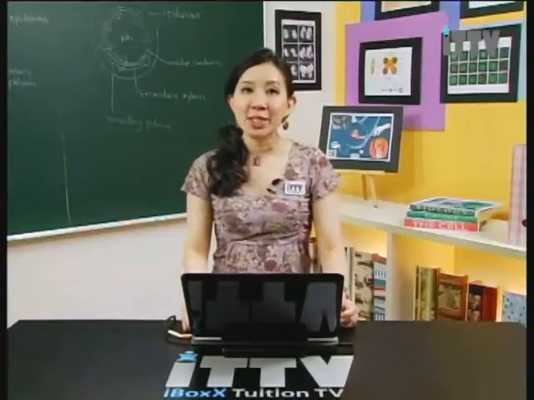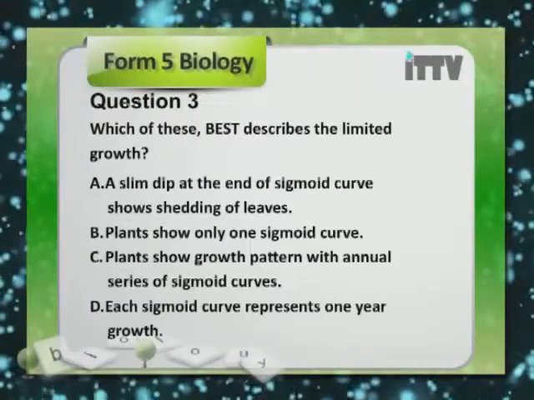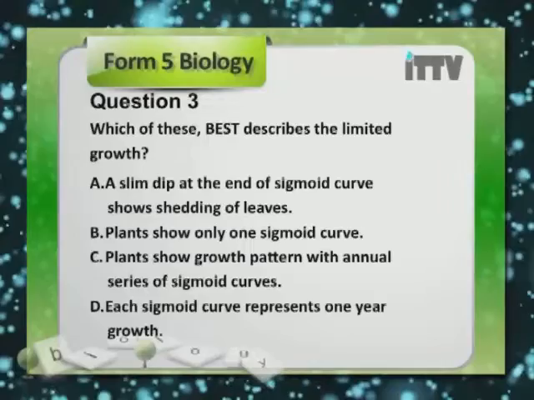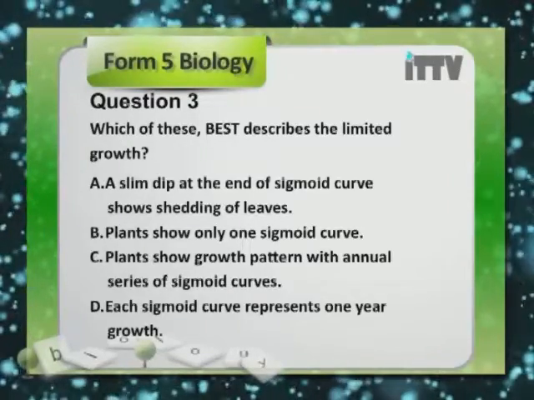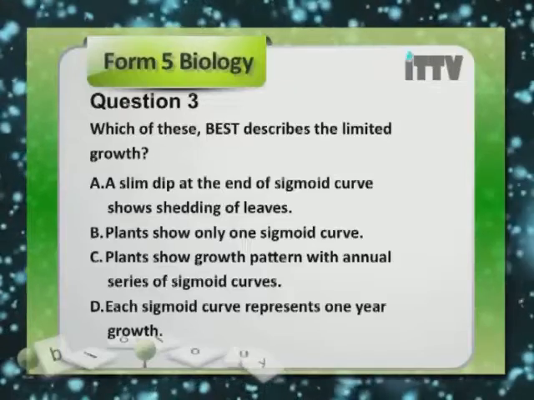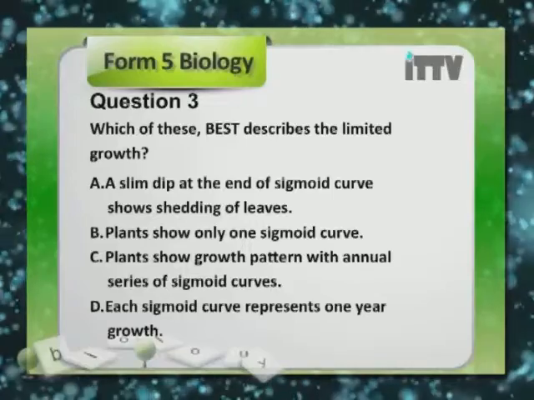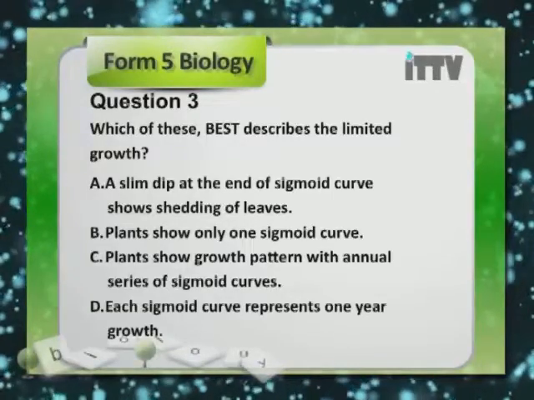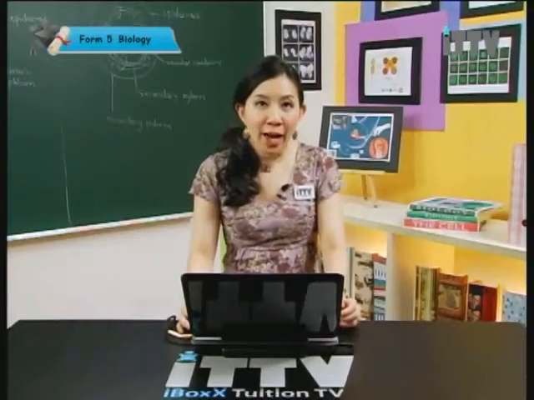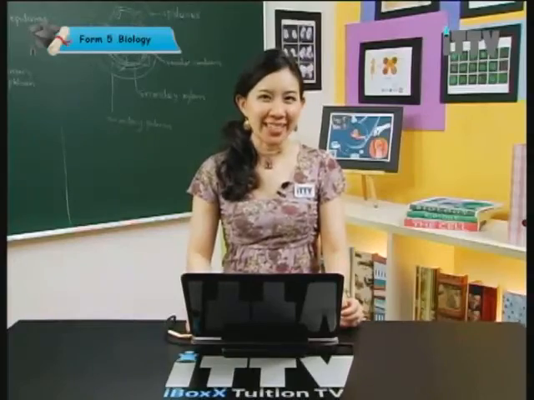Now let's look at the next question. Which of these best describes limited growth? A, a slim dip at the end of the sigmoid curve shows shading of leaves. B, plants show only one sigmoid curve. C, plants show growth pattern with annual series of sigmoid curves. D, each sigmoid curve represents 1 year growth. Now be very careful, the question is on limited growth and you will get the answer.